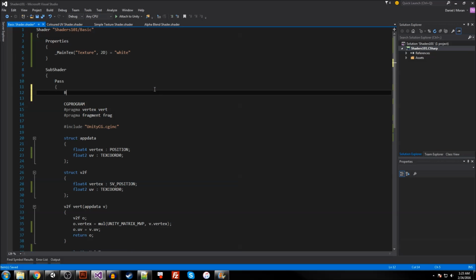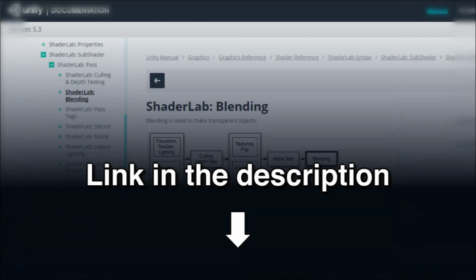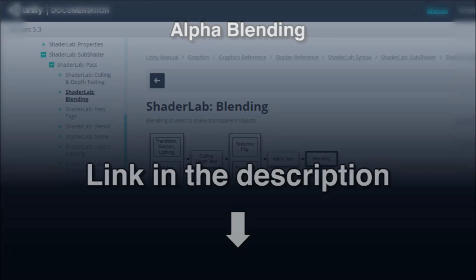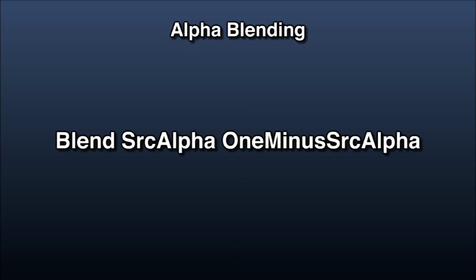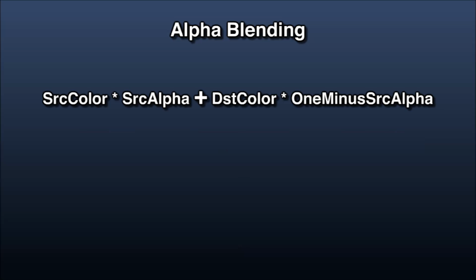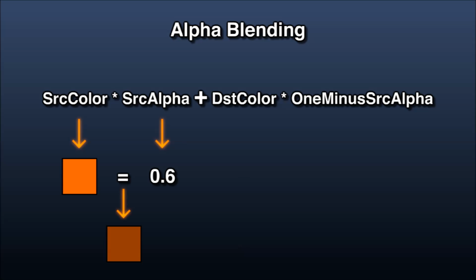The way to have transparency in your shader is to define how each pixel will blend with the pixel beneath it on the screen. There's a finite number of these blend modes, and so again, I'll point you to the Unity docs where you can learn more about them. For our purposes, we'll be using what's referred to as an alpha blend, and it looks like this. What this means is we take the source color and multiply it by the source alpha, and we add that to the destination color multiplied by 1 minus the source alpha.